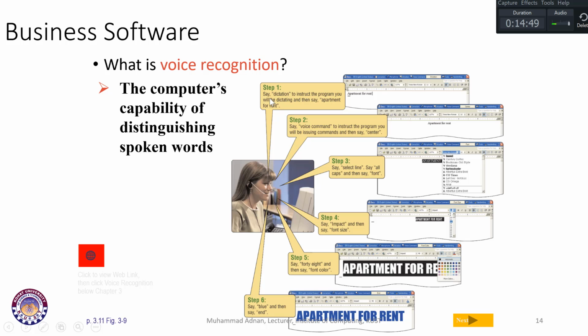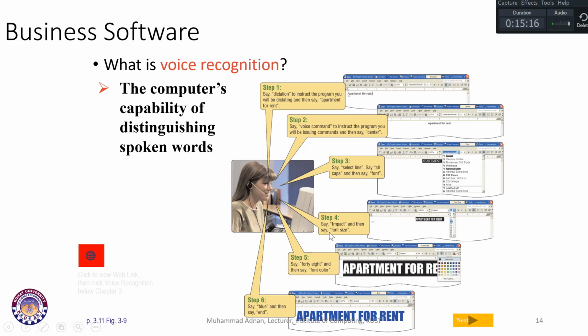In step 6 you just click on dictation to instruct the program. You will be dictating and then say apartment for rent, and then apartment for rent is directly written here. And then in step number 2, you give a voice message to instruct the program. You will be issuing commands, and then you say center. So apartment for rent is aligned at the center, and then if you say all, it will be selected.